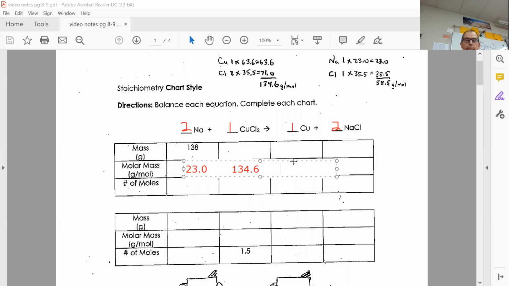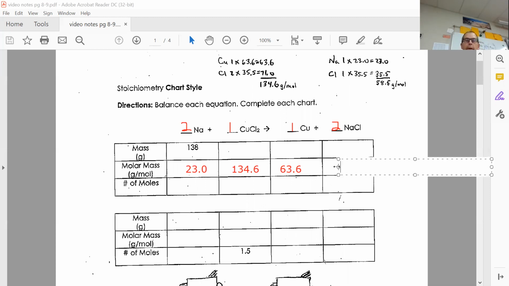Okay, copper I get from the periodic table, and that is 63.6. And then I get this sodium chloride. I did this one up above. It's 23 for sodium, 35.5 for chlorine. I add those two, and I get 58.5. I would say doing these to the nearest tenth will be fine for these molar masses in these chart style problems.